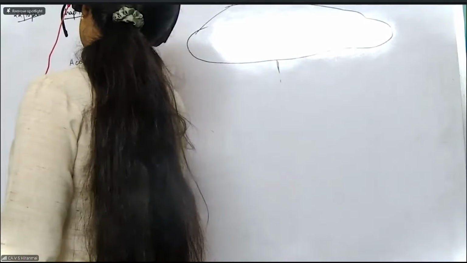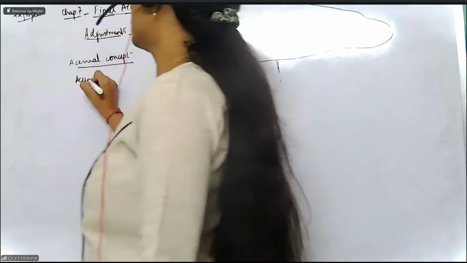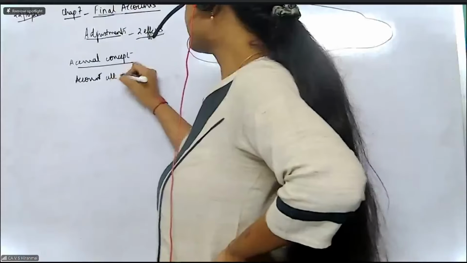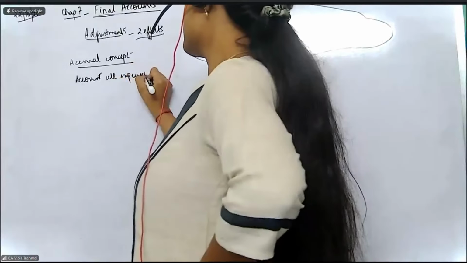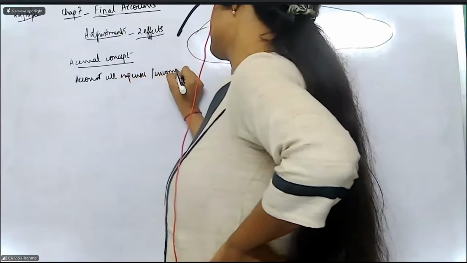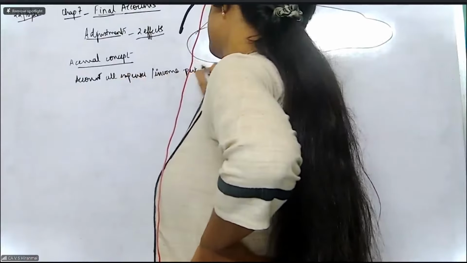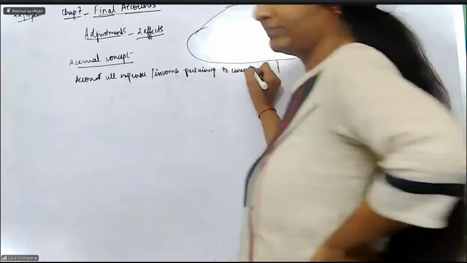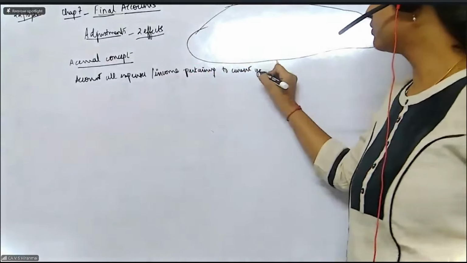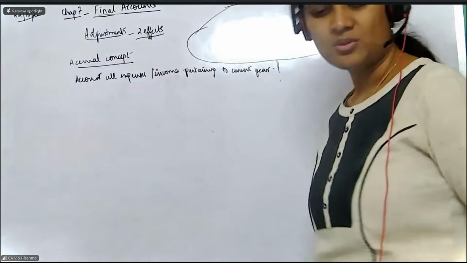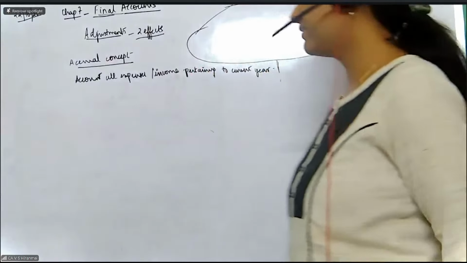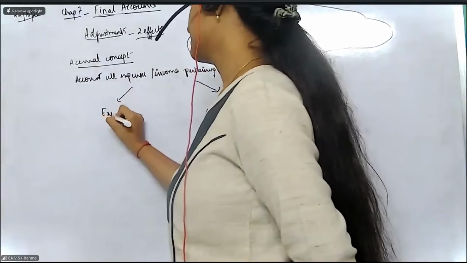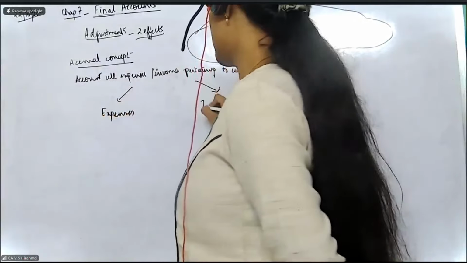In the accrual concept, you are going to account all the expenses and income which is pertaining to the current year. So, what is the meaning, madam? Very easy. I will tell you. So, here we have expenses, here we have income also.